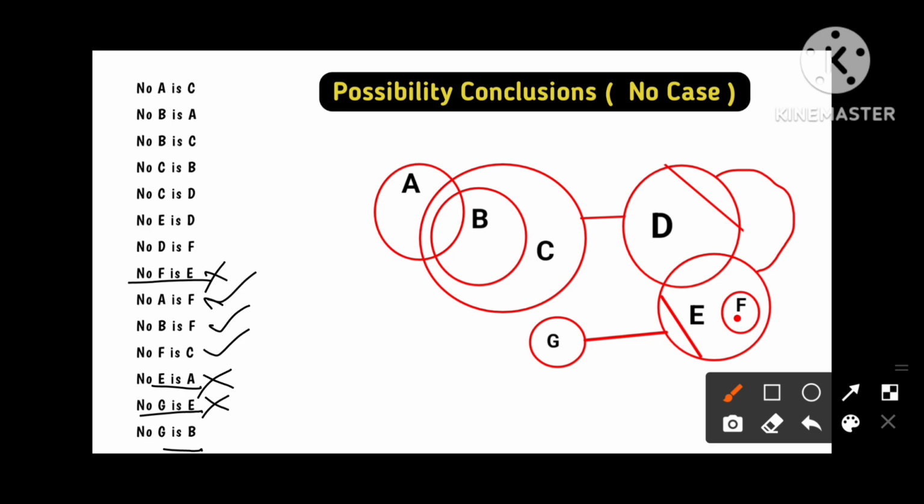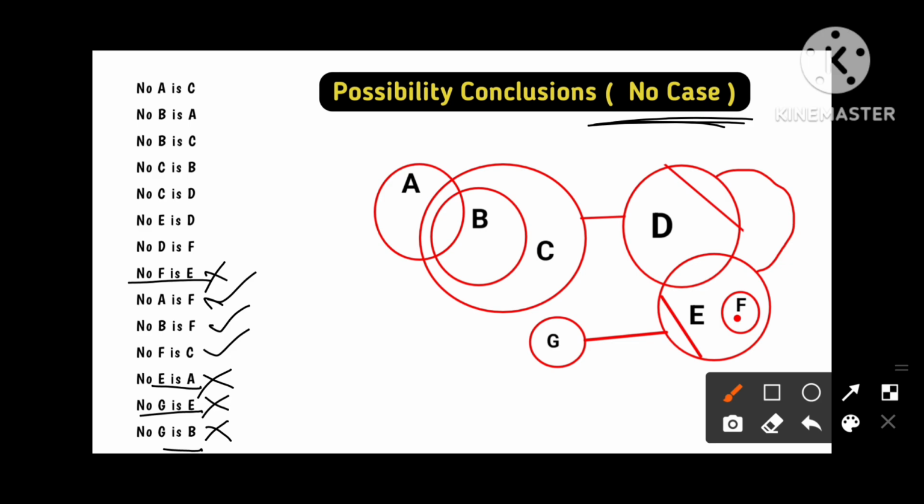Last one. No G is B. Can we share some part of G with B? We can draw G like this as a possible diagram. So we can share some part of B and G. So some case possible means the conclusion fails. Okay. By this we have completed the total concept of how to draw statement Venn diagrams and how to check the conclusions that are given.